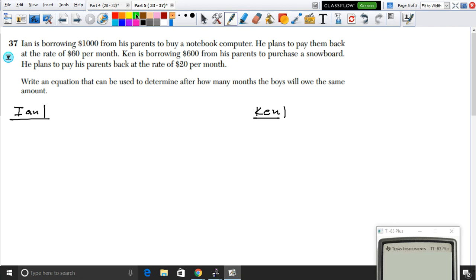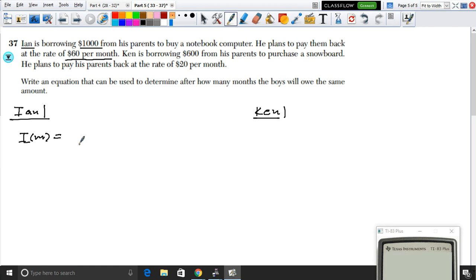All right, so let's look at each of them. It says here for Ian, he is borrowing 1,000 from his parents to buy a notebook. So he borrows 1,000, and then he plans to pay them back $60 per month. So what is the cost, or how much is Ian going to be owing per month? Well, he borrows $1,000, and every month he's going to be paying back $60.